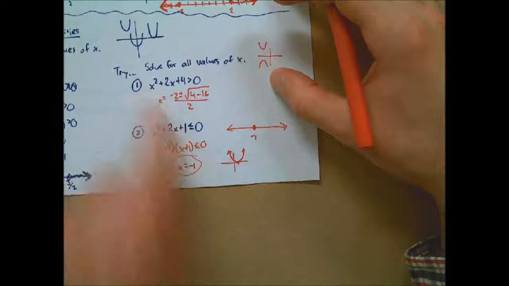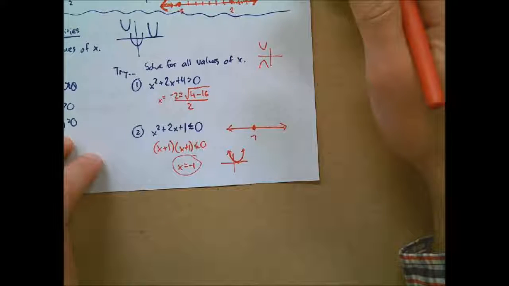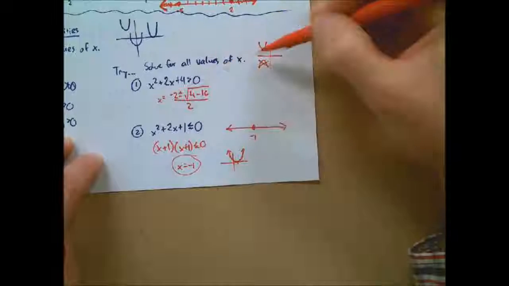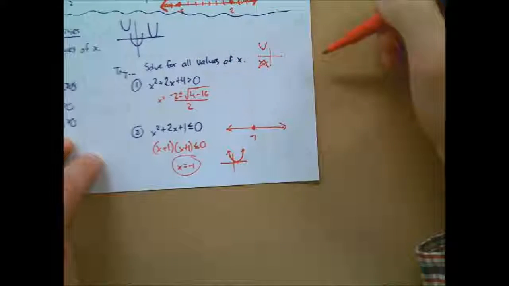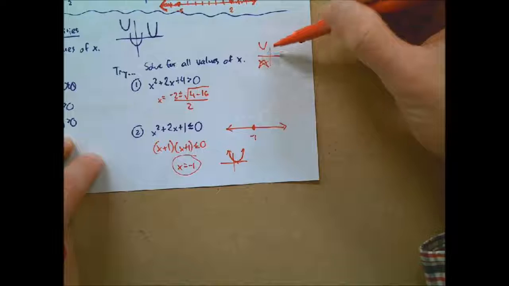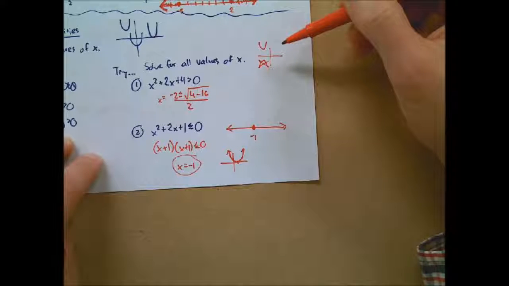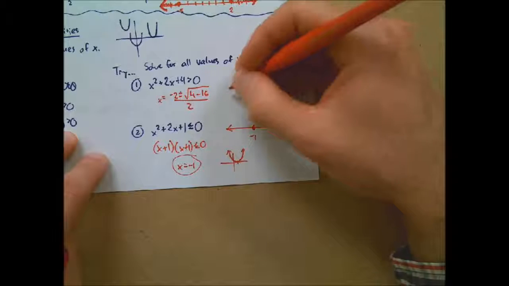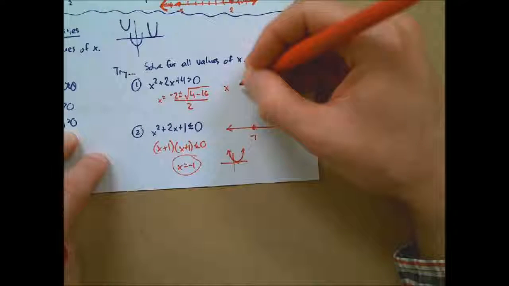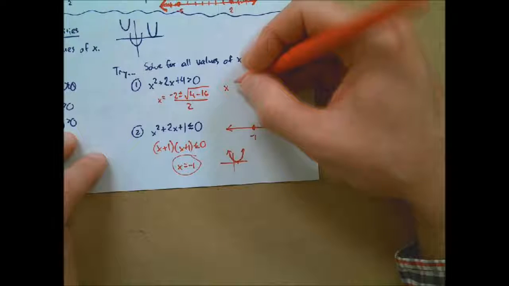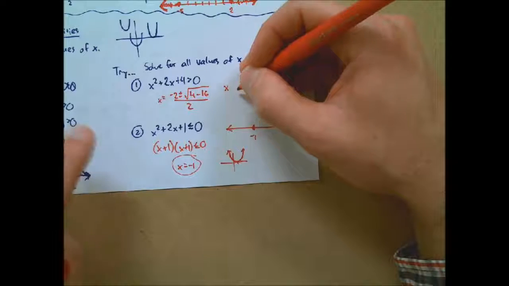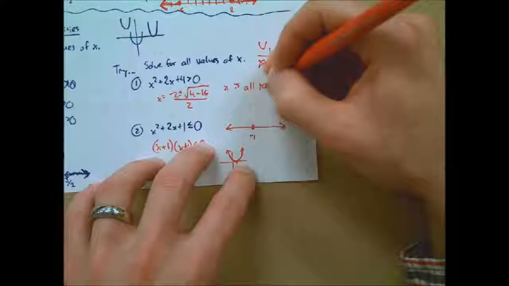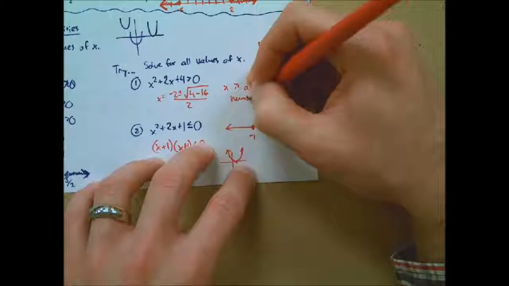So, if we have this kind of scenario, not this, when will this graph be greater than 0? When is this graph greater than 0? All the time. Yes, thank you. I was whispering. Okay, but it is. It's all the time. That's right. So x is all real numbers. Any number you plug in for x will be greater than 0.